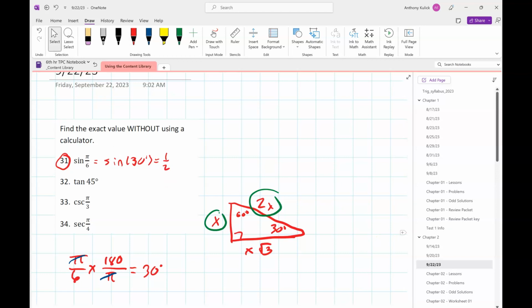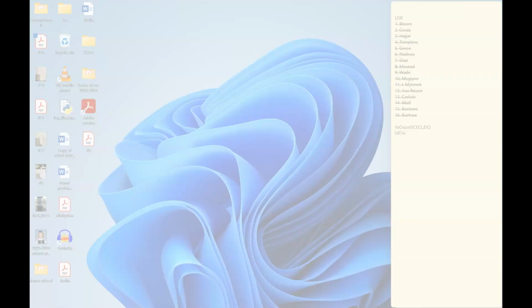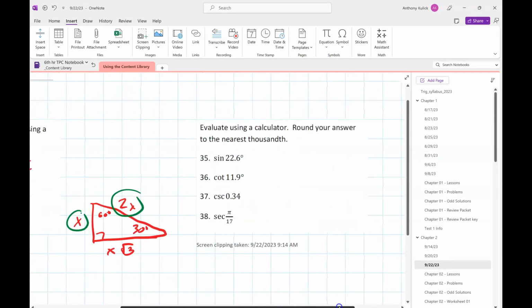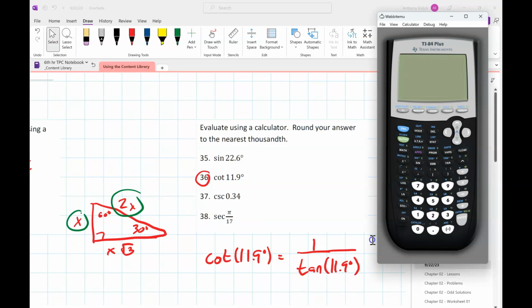36, is that in the same section? It's a new thing, right? Yeah. So that's just doing it with the calculator. 36 has cotangent. And now there's no cotangent button on my calculator to type in. But I remember that cotangent is the same thing as the reciprocal of tangent. So what I'm going to type into my calculator is that, and that ought to do her.